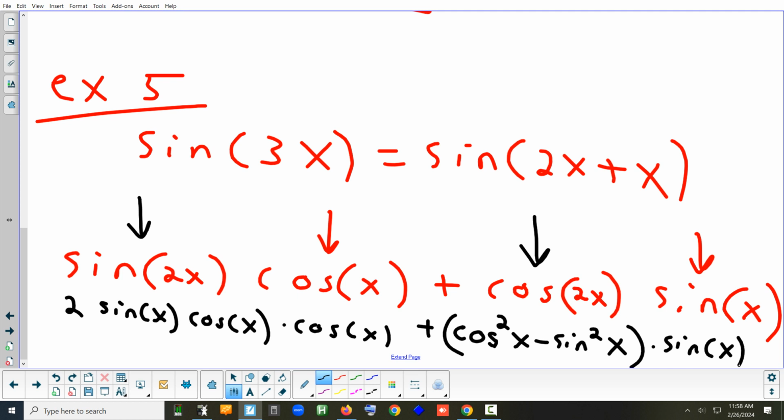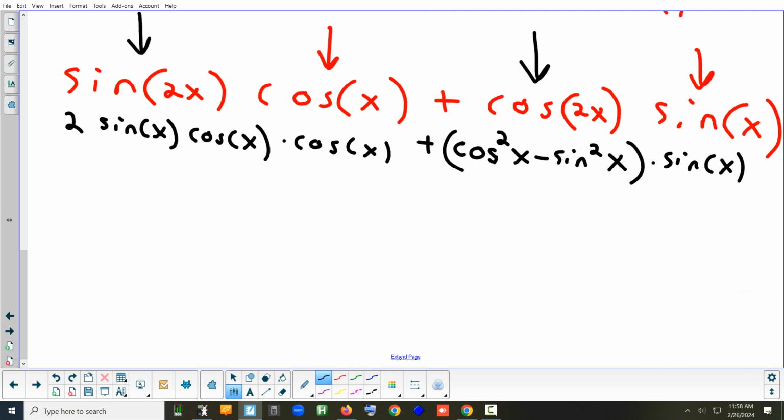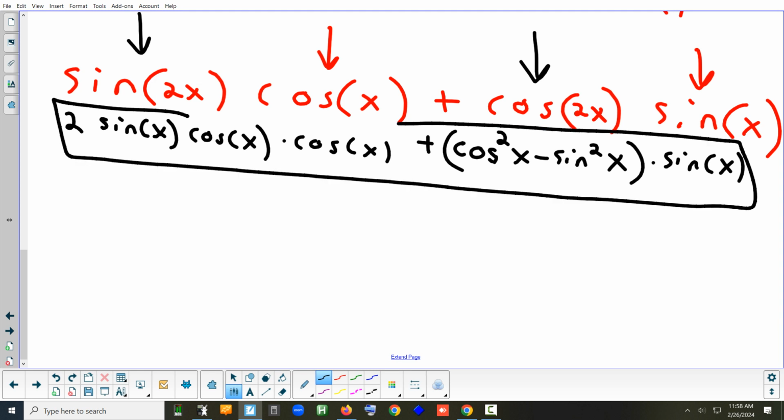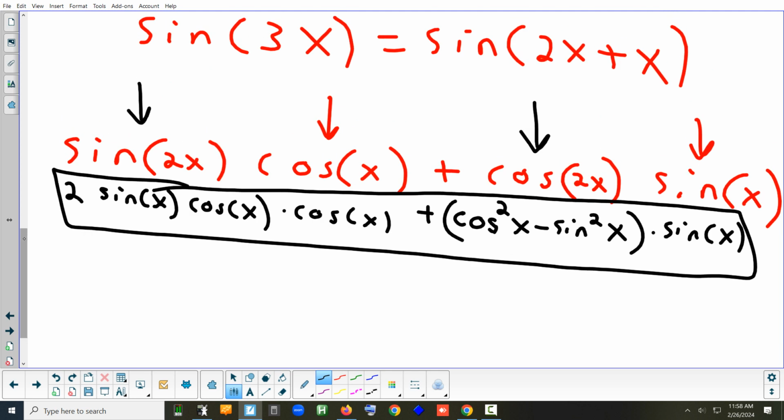And where you stop with that depends on what they want you to do. You could distribute this out and say 2 sine x cosine squared x. I'm just going to leave it like that. Because if the goal is just to get rid of the numbers inside the argument, you've done that. There's no numbers inside any of the arguments. They're all just x's now. So that's an example of how you apply a double angle identity.